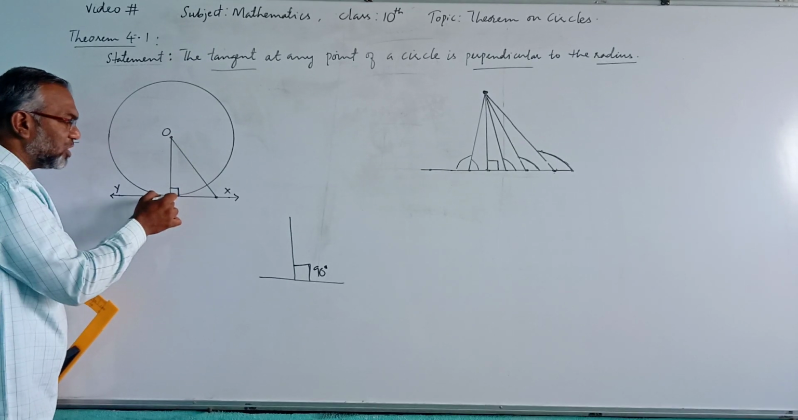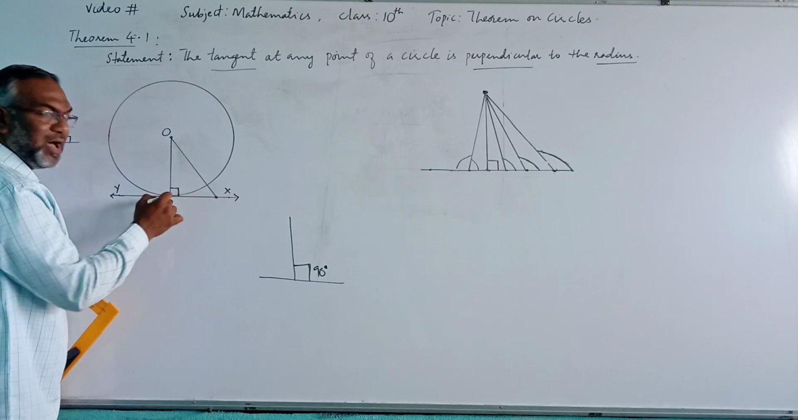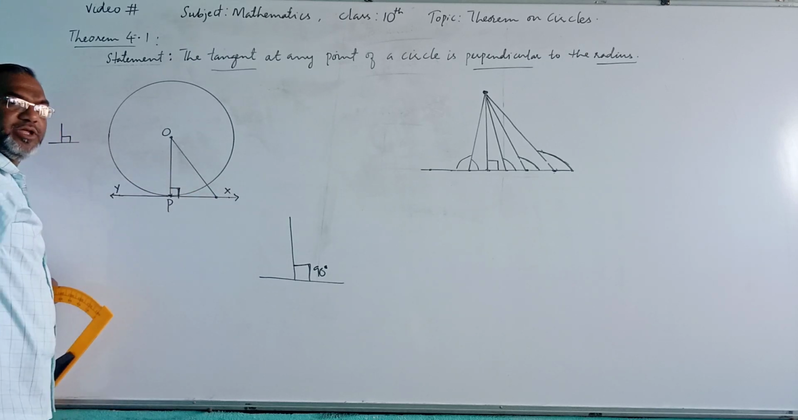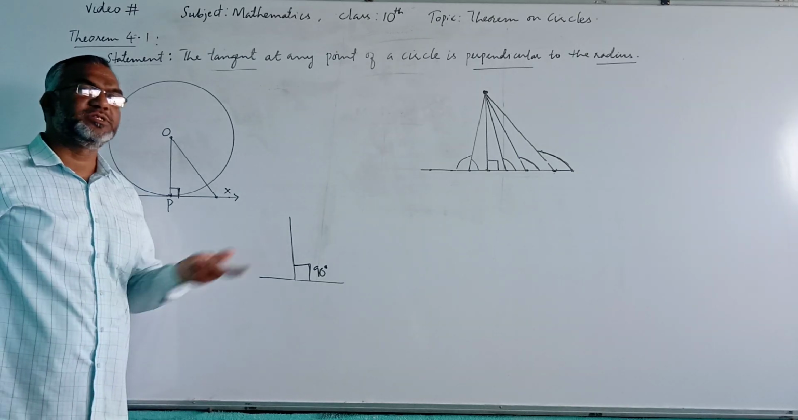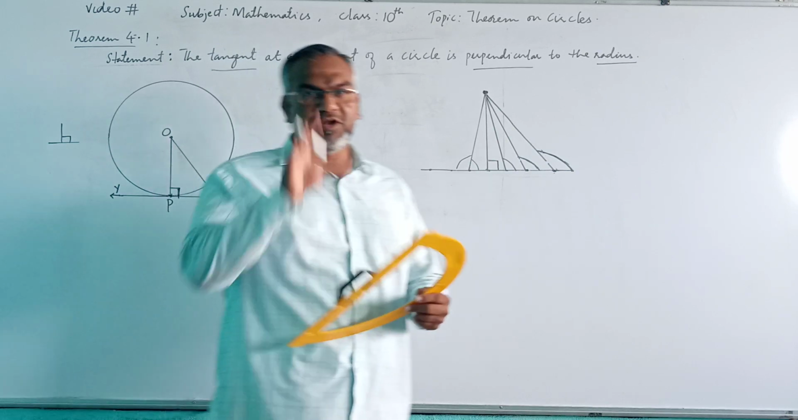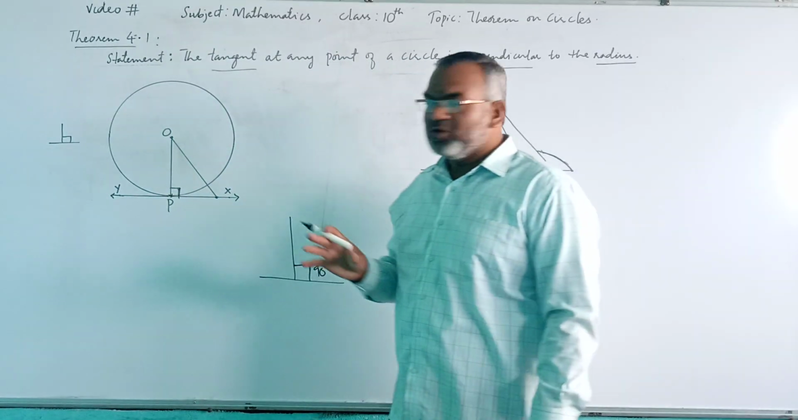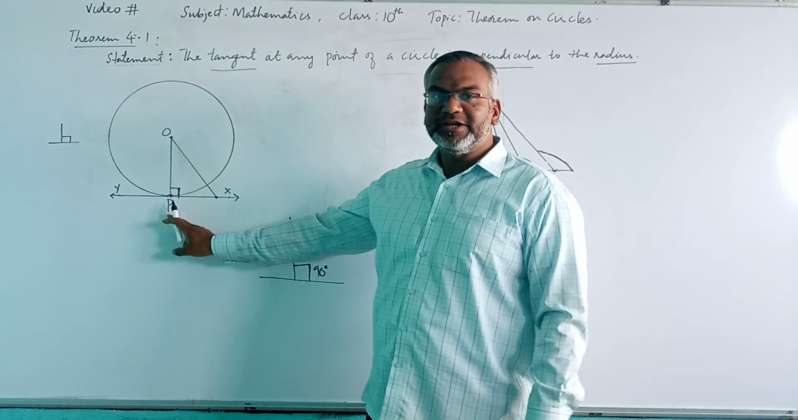If OP is the shortest distance, then the angle between OP and XY must be equal to 90 degrees. This is the proof. This is how we prove. And it's all theory. It's there in the reader. The theoretical part is there in the reader. You just have to write that theory part, how it became equal to 90 degrees.